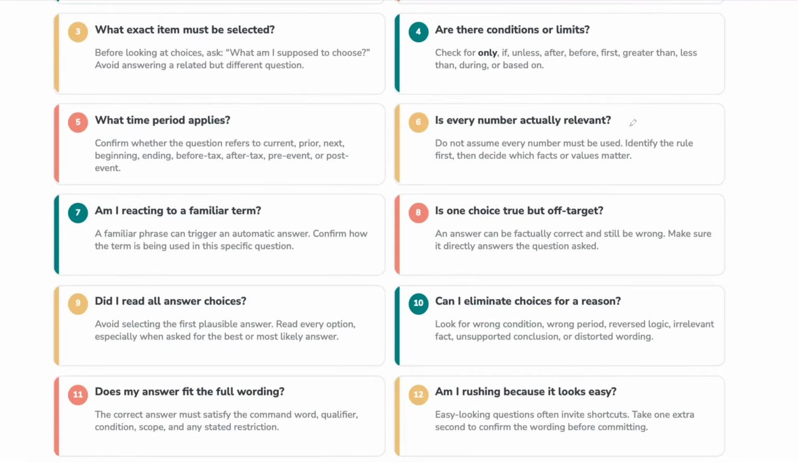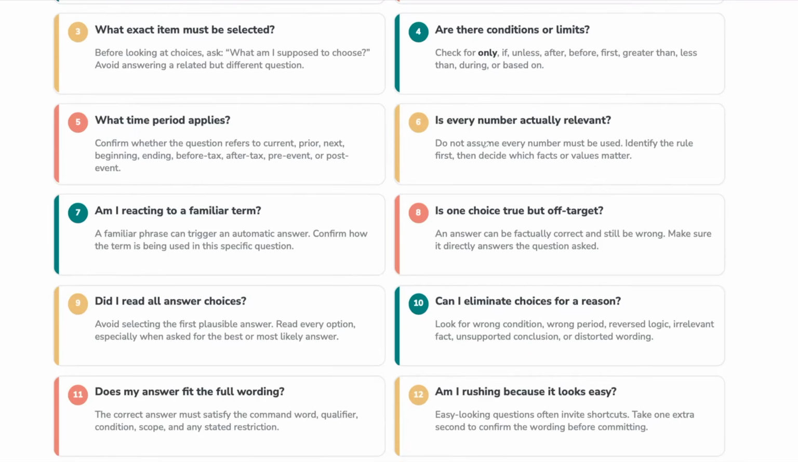Suppose the question gives you next year's dividend, required return, dividend growth rate, and book value per share. Then it asks for value using the Gordon growth model. The model needs next dividend, required return, and growth rate. Book value is not needed. It may look important because it is a number, but it does not belong in that formula.